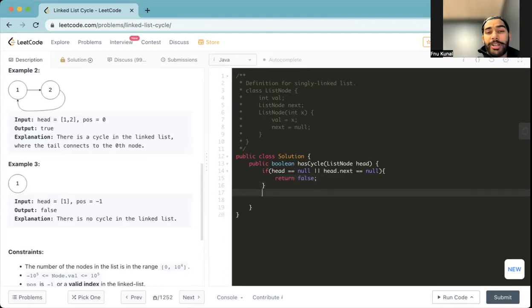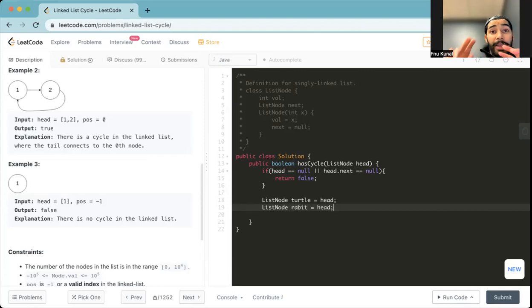Else we are going to take two pointers. One is turtle and one is rabbit. The rabbit runs fast, and the turtle runs slower than the rabbit. So let's take our node turtle equal to head, and node rabbit equal to head. They are both going to run, and we are going to see a point. If they meet, then of course there is a cycle.